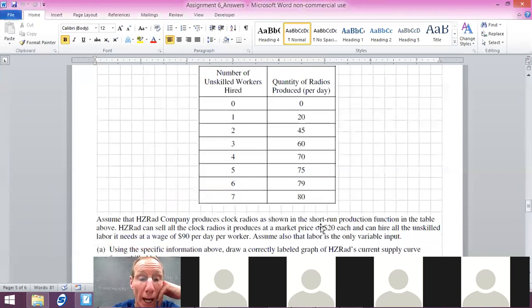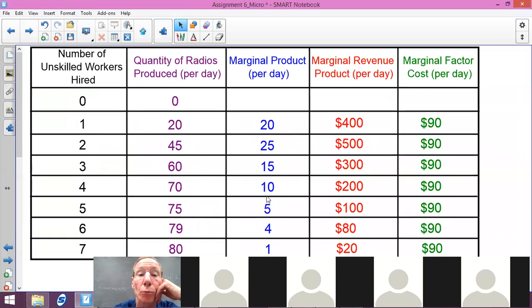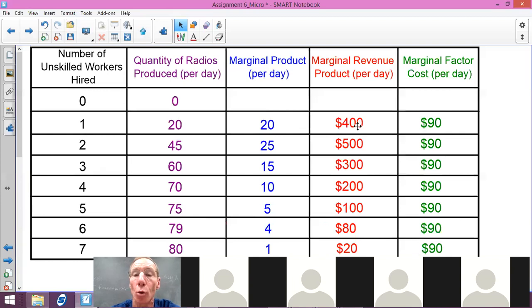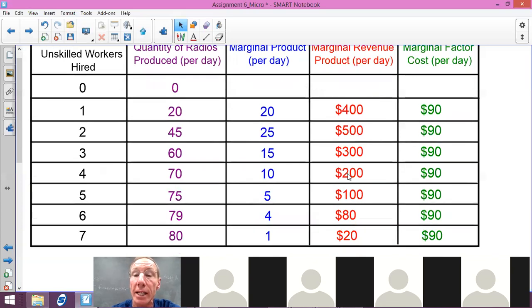So knowing that, we can say, well, the marginal product is easy. It's just the difference, right? It's just whatever the difference is in the totals all the way up. See, a 20 to a 45, 60 to 70. So this is the marginal product. And then over here is the marginal revenue product, where I've simply multiplied 20 times the price, which I forgot what it was already, which is $20, okay? So 20 times 20, 25 times 20, 15 times 20. So the marginal revenue product is easy, right?